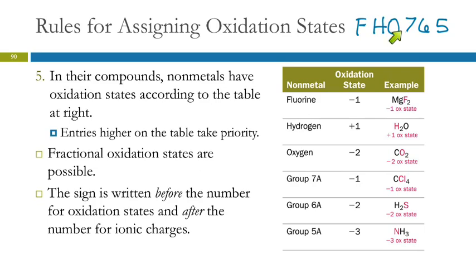Fluorine, hydrogen, oxygen, group 7, group 6, group 5. How's that? So I just say to myself, pho 765. If there's fluorine, he gets to be, well, she gets to be negative 1. If there's hydrogen, he gets to be plus 1. Okay?